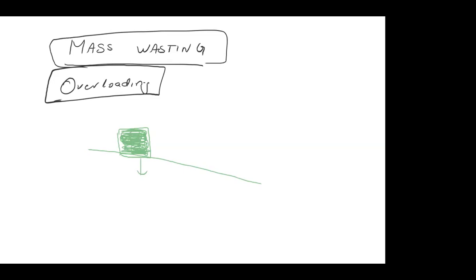So overloading is due to heavy rain. What happens if heavy rain falls on this? This rock will get overloaded with water, or if there's soil, the chances of overloading are much higher because soil absorbs more water. So once it gets overloaded, the force will become higher.